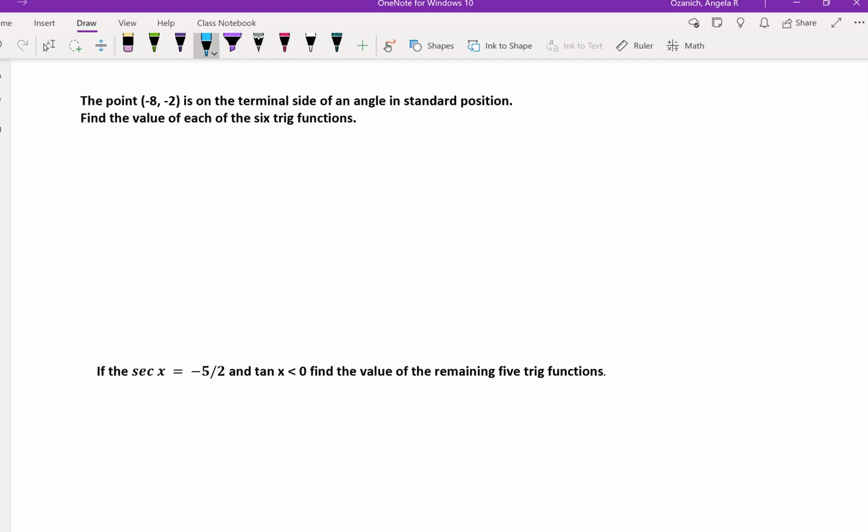Okay, so the point (-8, -2) is on the terminal side. That means the ending side of an angle in standard position. So I'm going to find (-8, -2). 1, 2, 3, 4, 5, 6, 7, 8. (-8, -2). And so I know this is going to be -2. This is going to be -8. And I'm going to use the Pythagorean theorem to find this hypotenuse. Okay. So it's kind of this angle that we're talking about, but remember this angle that is with the x-axis right there, that's going to be our reference angle.